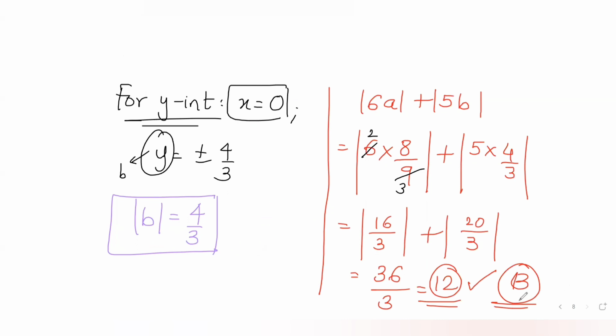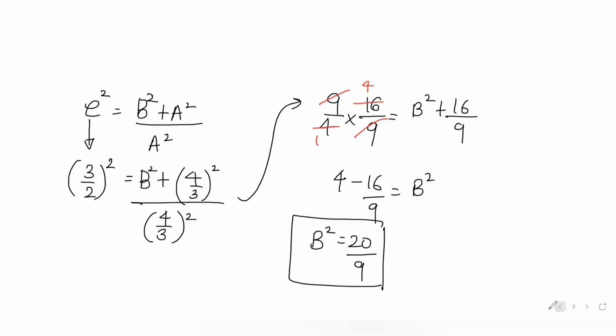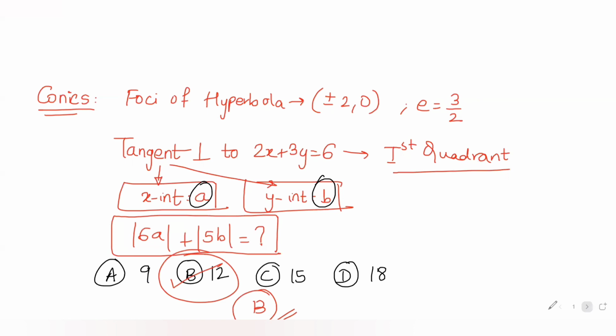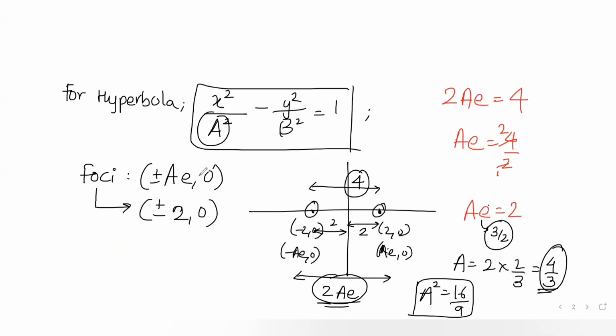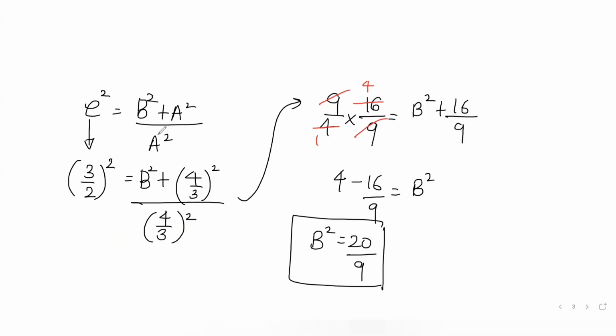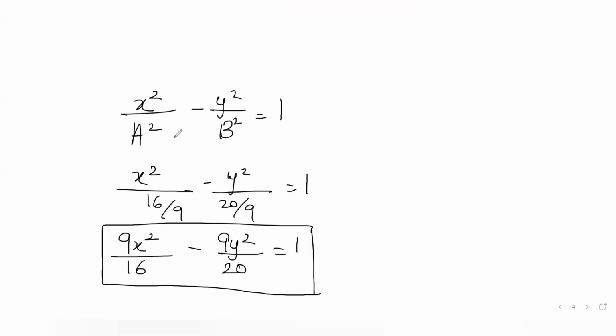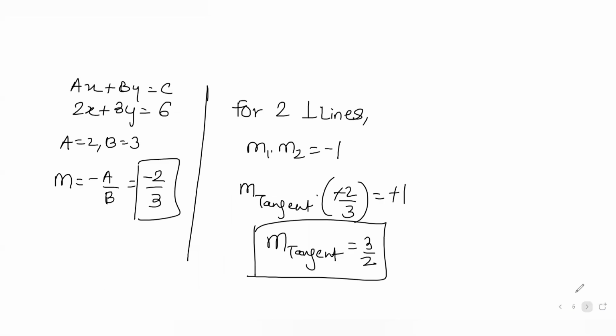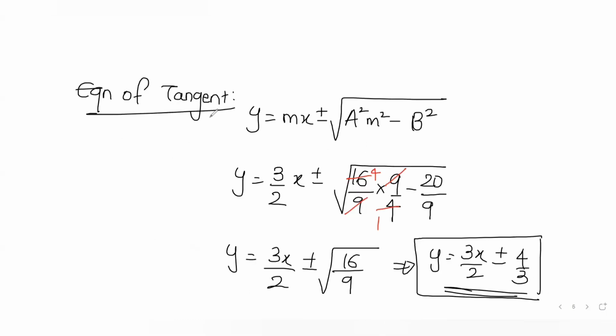I hope you have understood how to solve this type of question which deals with the concepts of hyperbola. First we used the idea of foci. We got A from that because we knew the eccentricity. Once we got A, we used the formula for eccentricity and got the value of B as well. Once we got A squared and B squared, we got our general equation of the hyperbola. Then we found the slope of the tangent, which is perpendicular to the line 2x plus 3y equal to 6. Once we got that, we found the equation of the tangent to the hyperbola with the formula y equals mx plus minus root of a squared m squared minus b squared. With that, we got our equation of tangent.